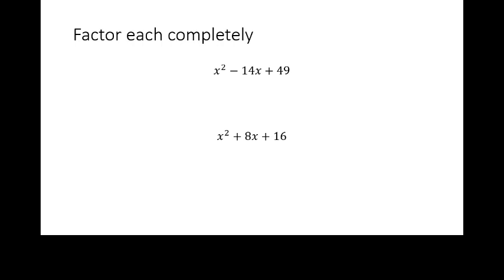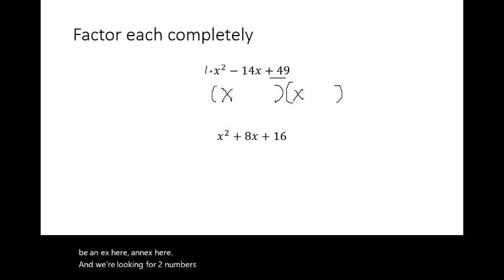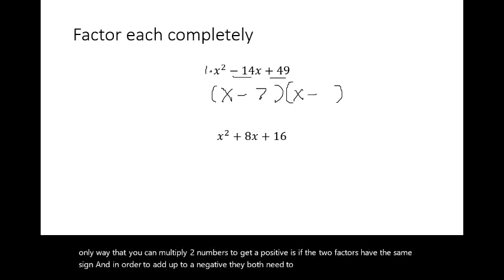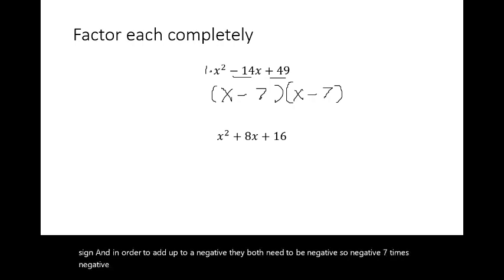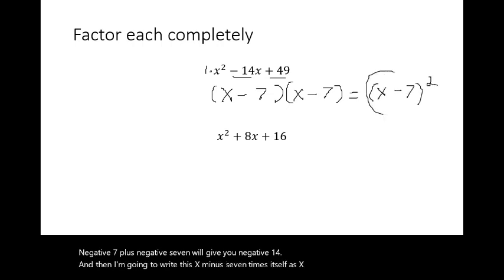Okay, so for this next one, because the leading coefficient is equal to 1, that means there's going to be an x here and an x here. And we're looking for two numbers that multiply to positive 49 and add up to negative 14. Well, the only way that you can multiply two numbers to get a positive is if the two factors have the same sign. And in order to add up to a negative, they both need to be negative. So negative 7 times negative 7 will give you positive 49. Negative 7 plus negative 7 will give you negative 14. And then I'm going to write this x minus 7 times itself as x minus 7 parentheses squared.